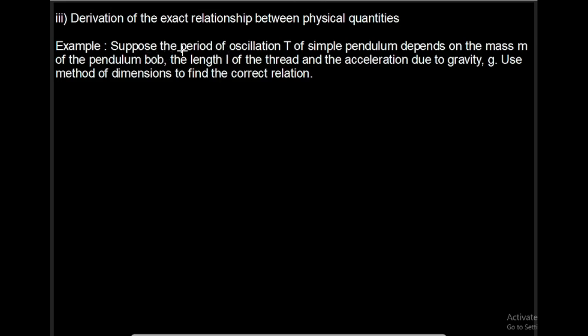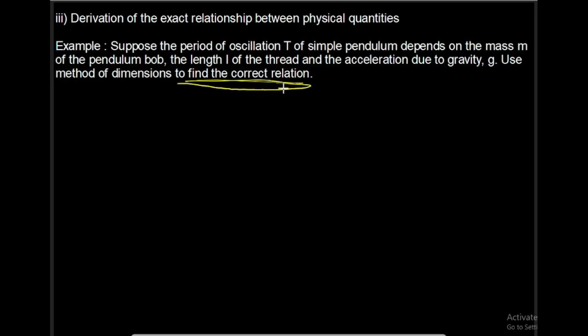They said, suppose the period of oscillation T of a simple pendulum depends on the mass m of the pendulum bulb, the length L of the thread, and the acceleration due to gravity g. Use method of dimensions to find the correct relation. Okay, so use dimension to find the correct relation. That's to show the exact relationship.